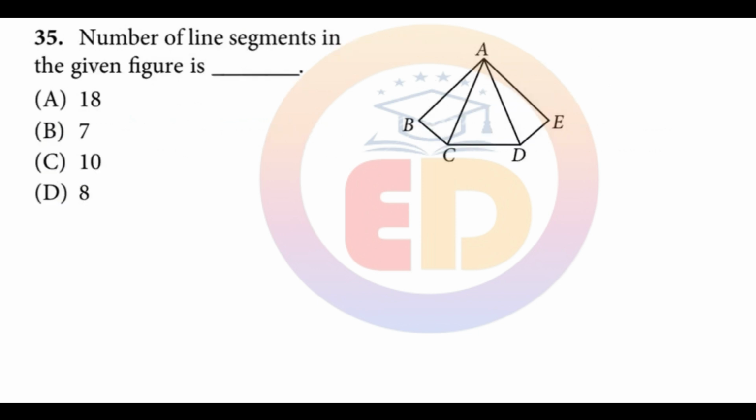The number of line segments in the given figure, points A, B, C, D and E. The line segments are AB, BC, CD, DE, AC, AD and AE. Answer is there are a total of 7 line segments.